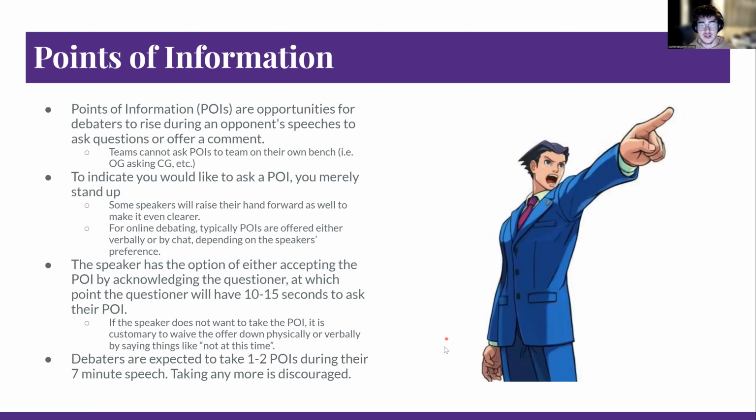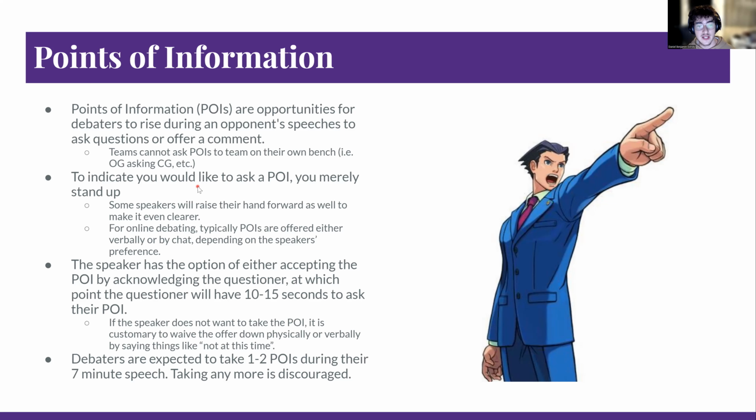Points of information. A lot of people find this specifically to be a fun part of debate. Points of information, aka POIs, are opportunities for debaters to rise during an opponent's speech to ask questions or offer comment. Teams cannot ask points of information to a team on their own bench. So as a closing government, you cannot ask opening government for a POI, like a question that is trying to indicate some kind of flaw in the argument.